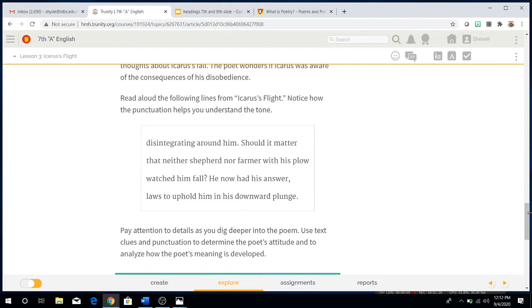Disintegrating around him, should it matter that neither shepherd nor farmer with his plow watched him fall? He now had his answer. Laws to uphold him in his downward plunge.